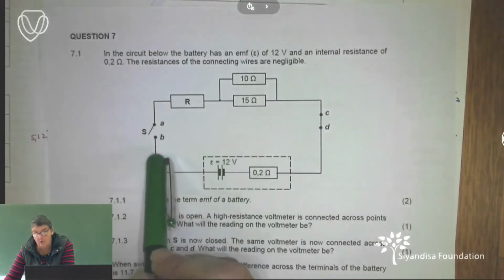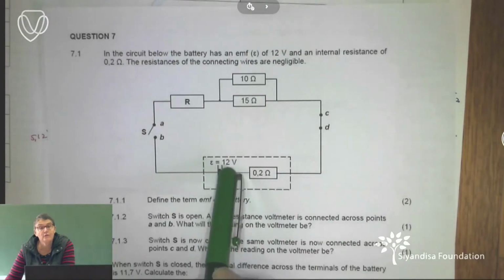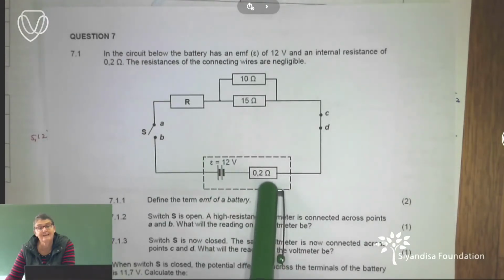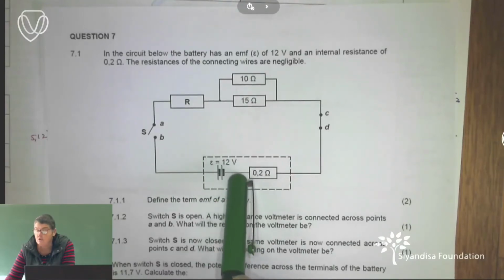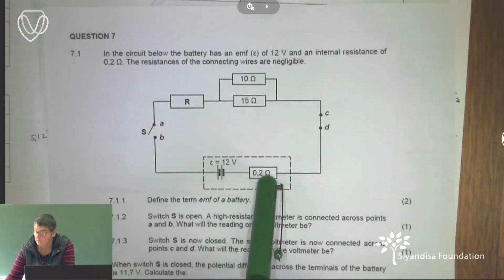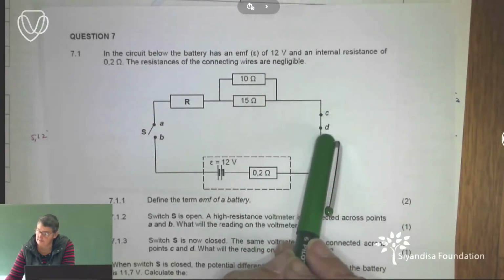Okay. The minute I close that, my EMF will more than likely drop. And the reason it will drop is because of my internal resistance. Because remember, within the cells, there is work being done. And there is resistance. Right, then I have a connection there, C and D.